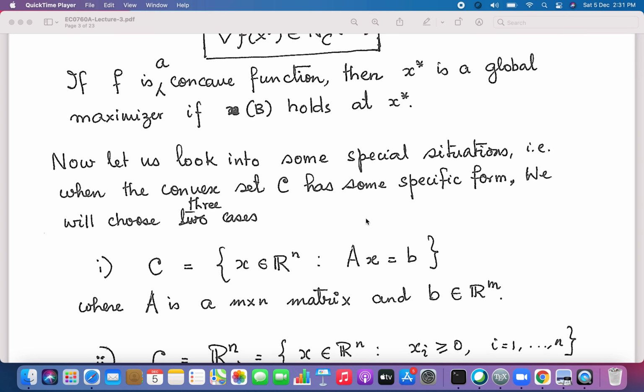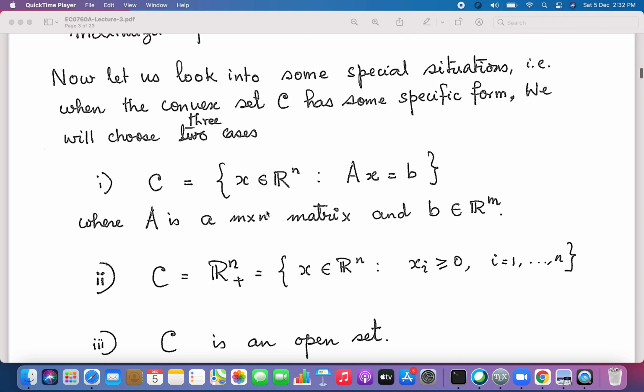Now let us look into some special cases. A case that is important for economics is the first one, where all the constraints are linear or affine, if you want to say it like that. And the second case where C is R^n plus. These two are important to economics. And then we will talk about the case where C is an open set, which is of course of mathematical interest. What would happen if the set C is open? How can you deal with it when it's an open convex set?